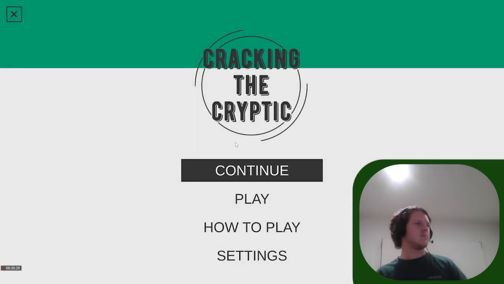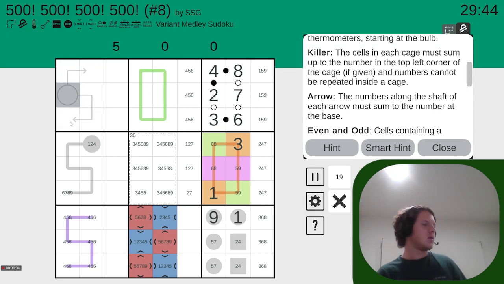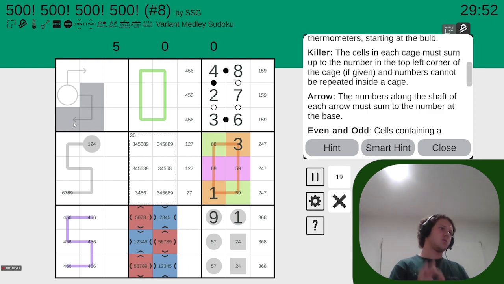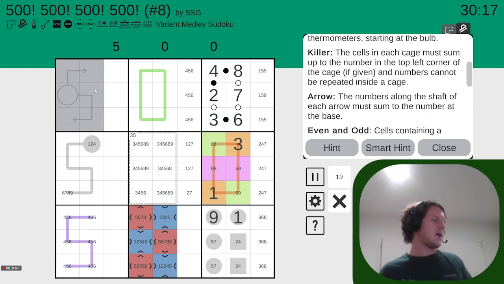Let's debate this up here, which is our arrows. The numbers along the shaft of each arrow must sum to the number at the base. Let's think about the lowest possible these three could sum to, which would be a 1, a 2, and a 3, which means this would be a 6. But then this is 1, 2, and 3, which means this has to be 4 and 5, which means that would be a 9. And that wouldn't work. So this is probably some algebra equation.